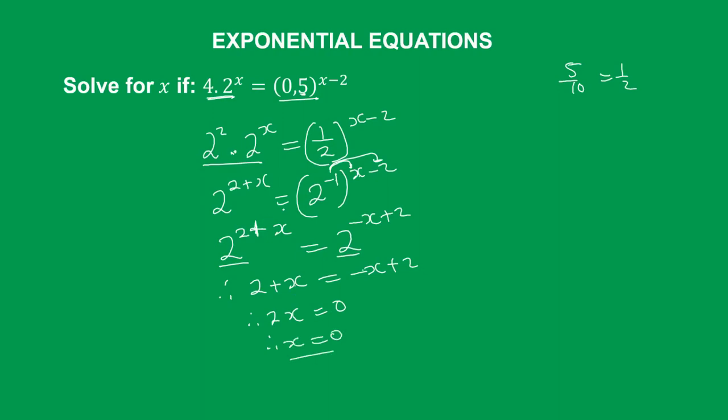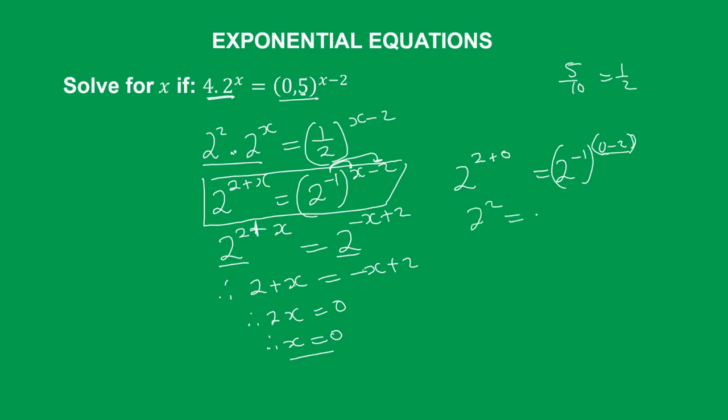Let's check that. Let's use this part, maybe, which part is easier to use. I want to check if the answer is correct. So it's going to be 2 to the power 2 plus 0 is equal to 2 to the power negative 1 times 0 minus 2. And then 0 minus 2 is negative 2. So it becomes 2 to the power 2 is equal to 2 to the power negative 1 times negative 2, that's 2. Okay, yes, our answer is x is equal to 0.